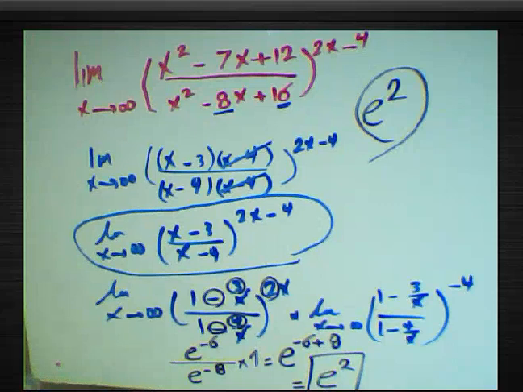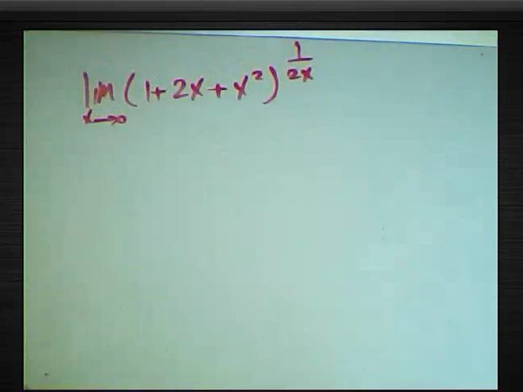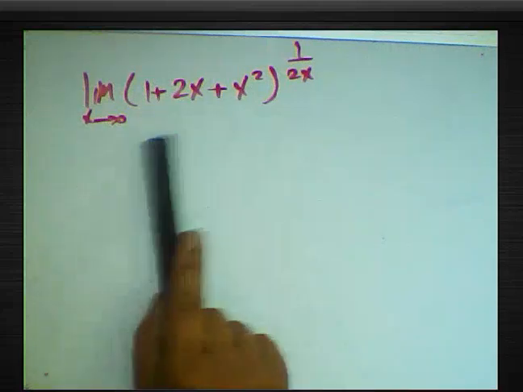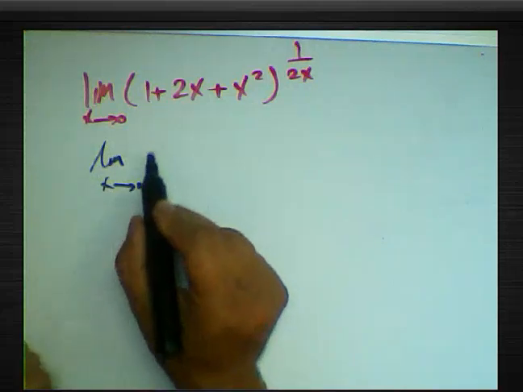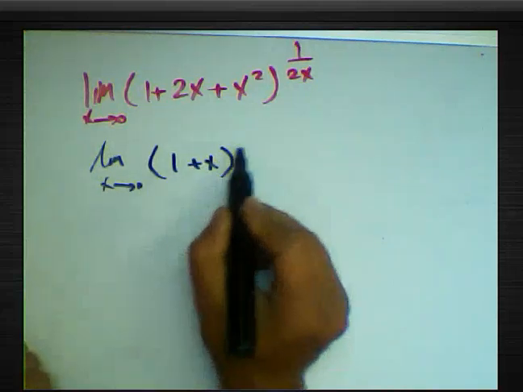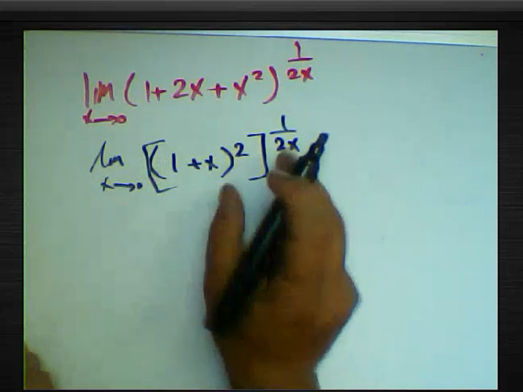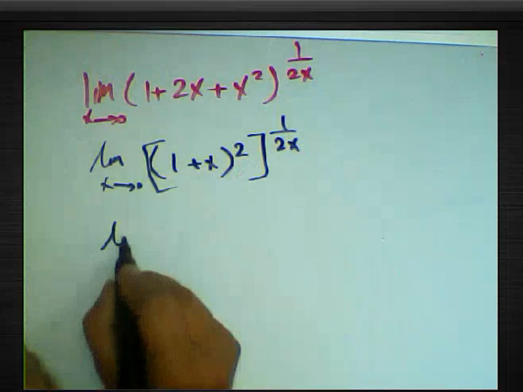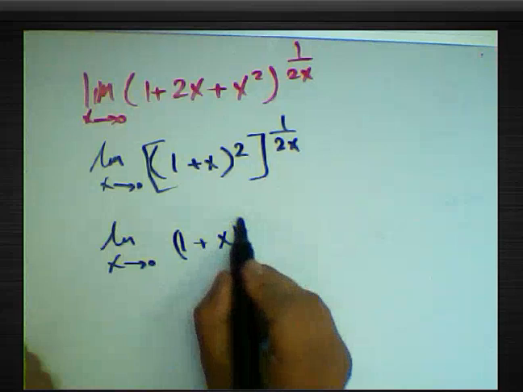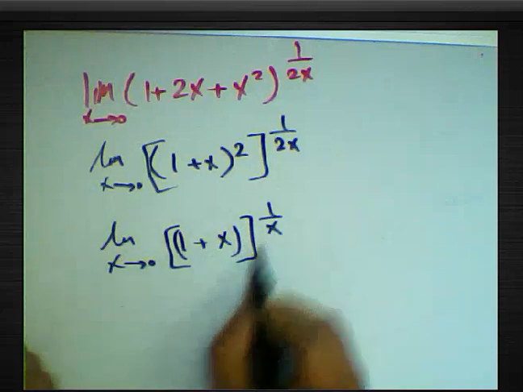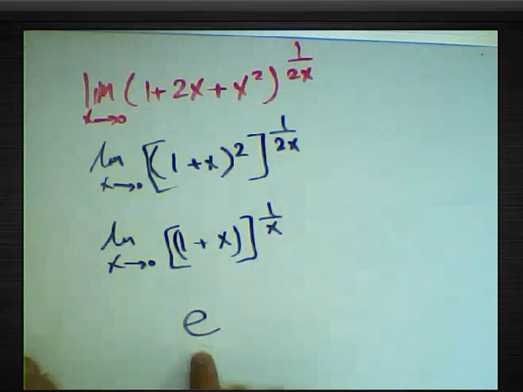It's very important. Okay, look at here, limit of (1 + 2x + x²)^(1/2x). It's a perfect square. Limit when x approaches 0 of (1 + x)² all to the power 1/(2x), multiplying the inside power and the outside power. It will be the limit when x approaches 0 of (1 + x) all to the power 1 over x. So the result will be e, because (1 + x)^(1/x) equals e.